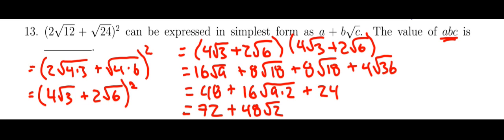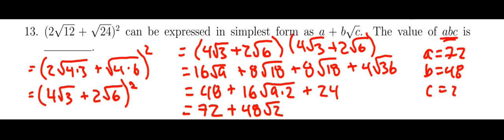So now in order to get the final answer, I've got to do this next sort of awkward step here and multiply the a by the b by the c. So a is going to be 72, b is going to be 48, and c would be 2. And when I multiply those all together, I get this large 6,912.